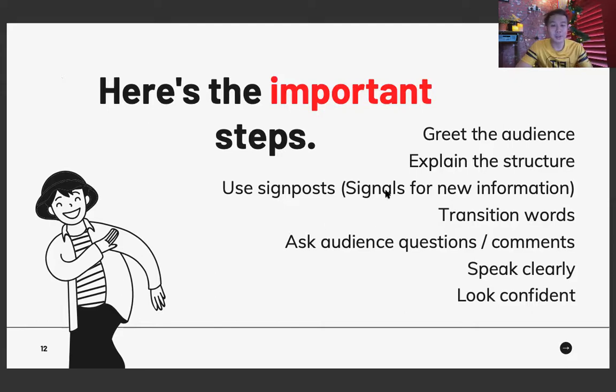All right, I'll continue. So use signpost. Signpost is like to signal new information. Transition word is like you want to show what's the next point. Ask audience question or comments. Tanya soalan ataupun tanya the people there. You understand what I'm saying or something like that. Supaya orang tu fokus.